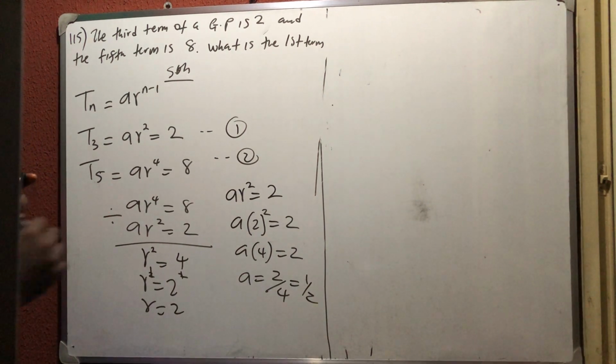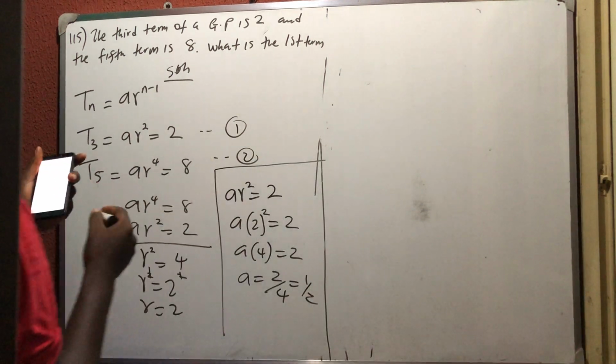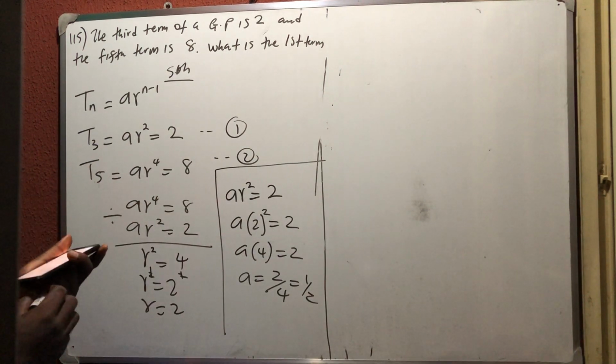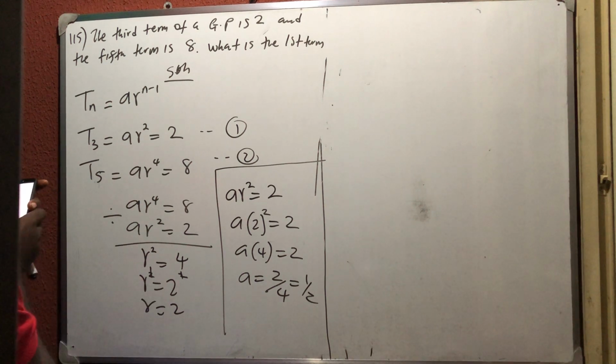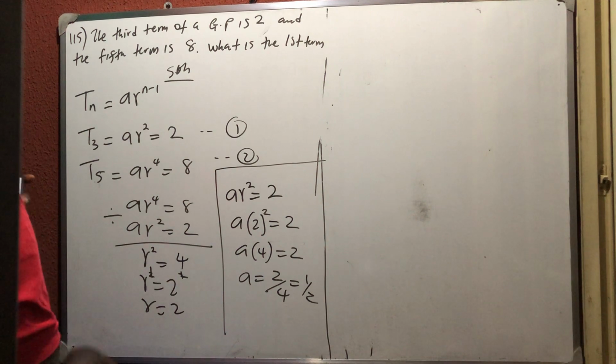And they say we should find the first term. So the first term is 1 over 2. The first term is 1 over 2. Okay? So let's forge ahead.